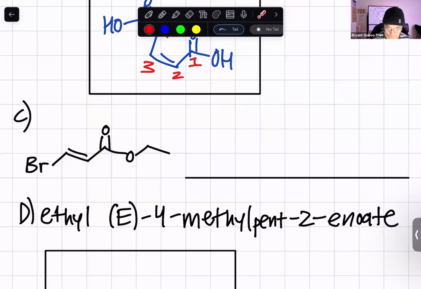Now that is going to be perfect because this is going to segue to this problem here. Let's try this one.